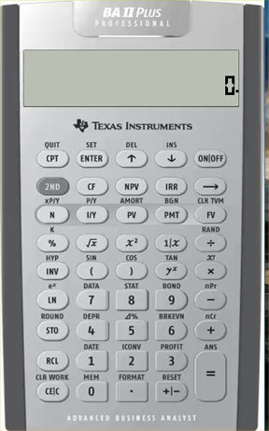Let's look at one other feature, and this would be, let's say I have a mortgage, and you do have an assignment coming up dealing with a mortgage or dealing with a P&I payment. Let's assume you go out and buy a home for $125,000 at 4.25% for 30 years. I want to determine what the P&I payment is.